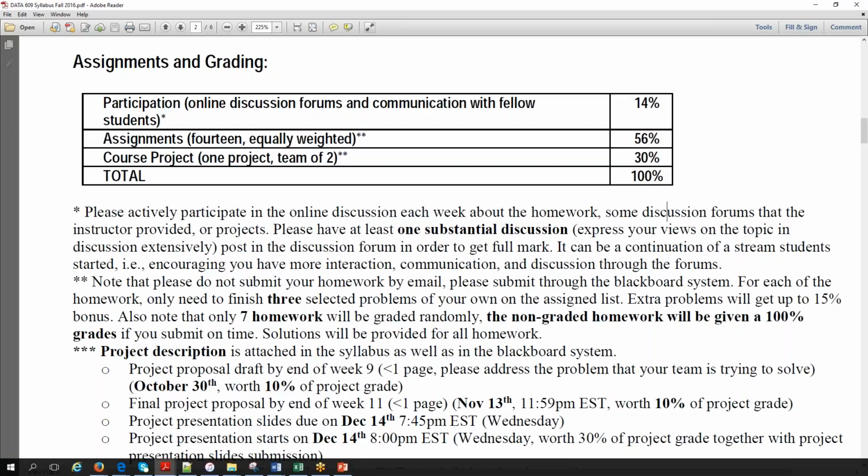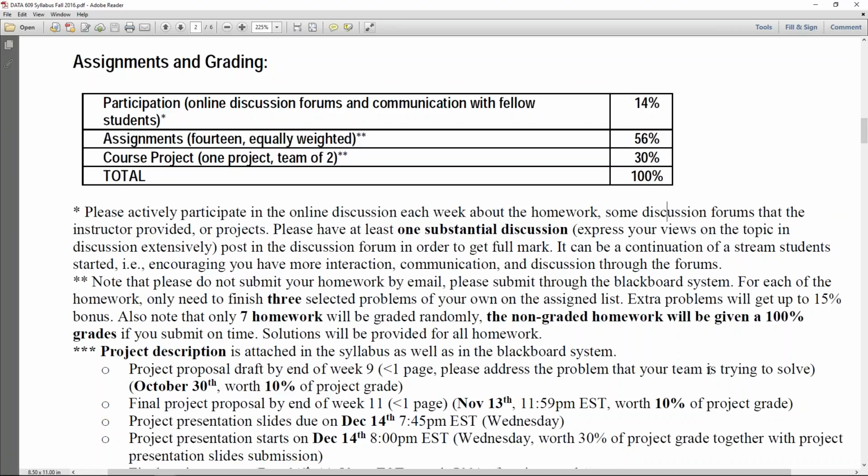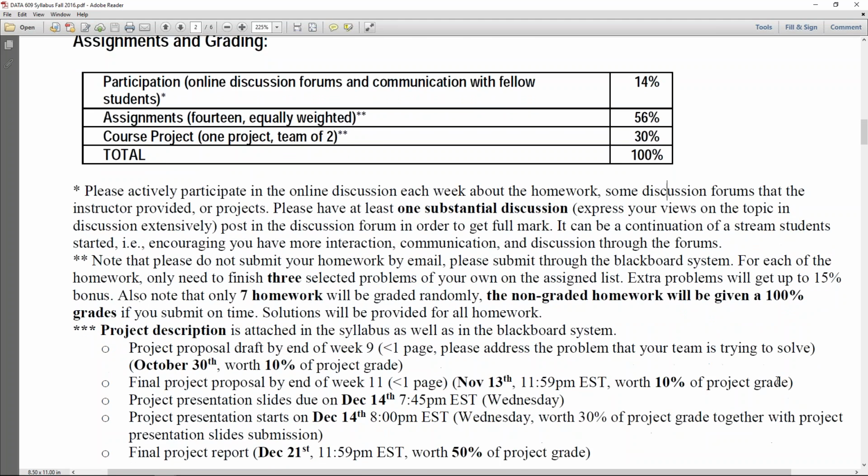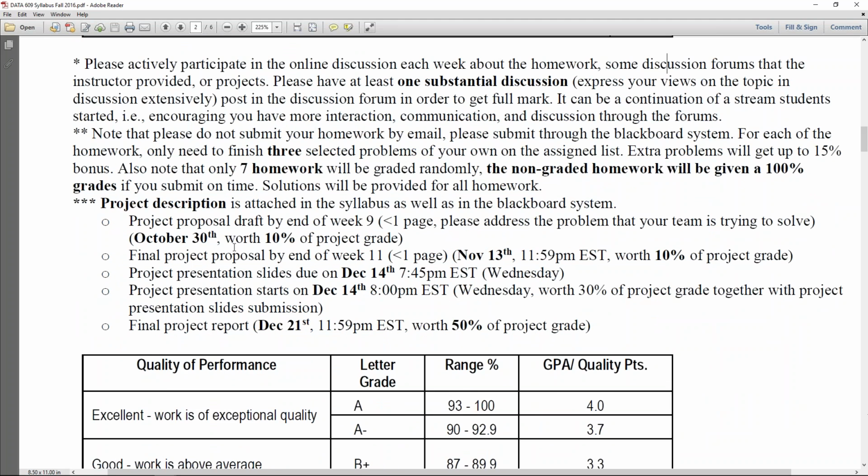And then we have a course project that's worth 30%. In this course project, it breaks down by multiple submissions. First submission is by the end of week 9, you're going to have a project proposal. And the proposal is you just need to submit something, a paragraph, to explain what you want to do.